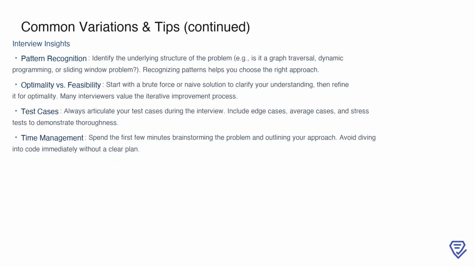When approaching problems in an interview setting, there are several strategies that can help you perform more effectively. First, focus on pattern recognition. Many problems share underlying structures, such as graph traversal, dynamic programming, or sliding window techniques. Identifying these patterns early can guide you to the most efficient approach. Another key point is balancing optimality with feasibility. Start with a brute force or naive solution to clarify your understanding of the problem, and then refine it to make it more efficient. Interviewers often value seeing this iterative improvement process, as it demonstrates your problem-solving skills.